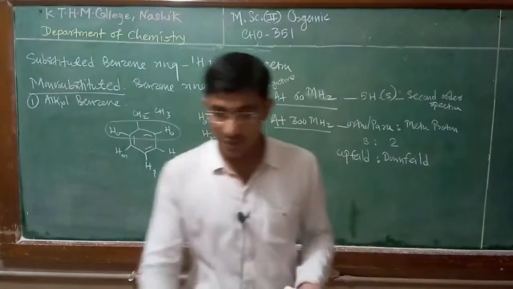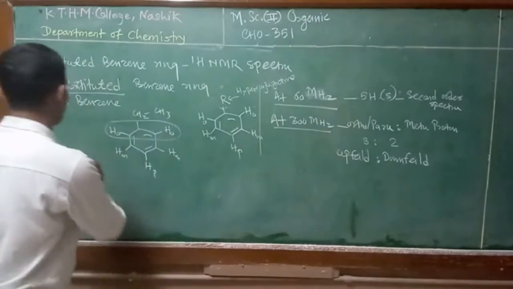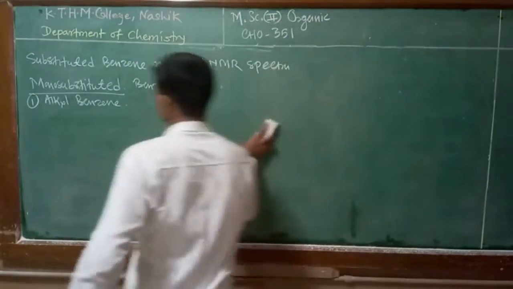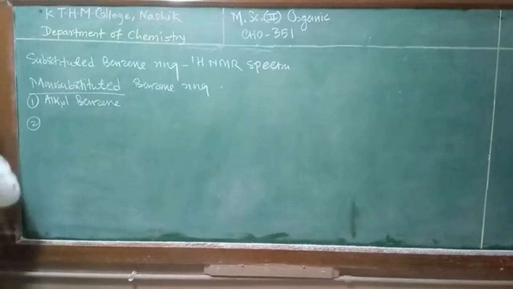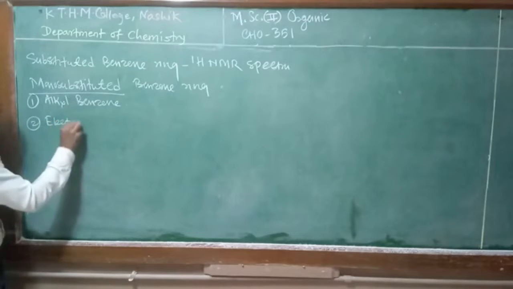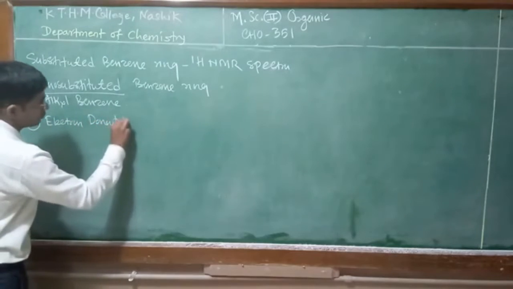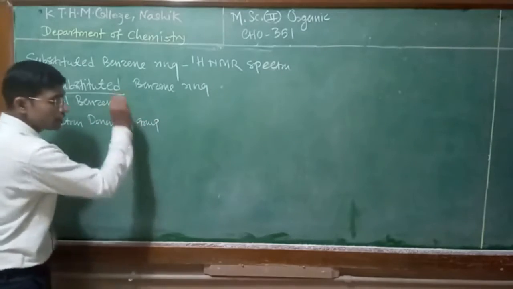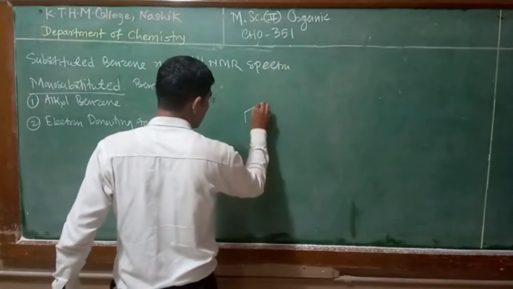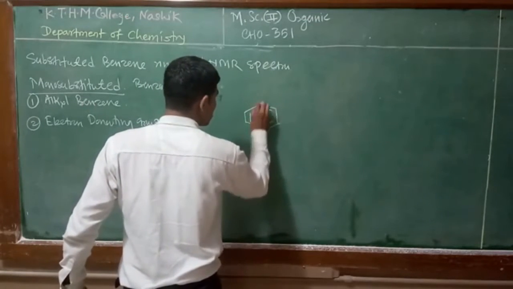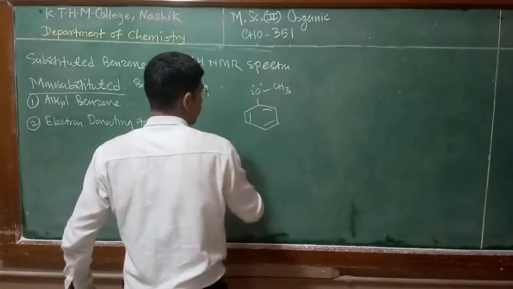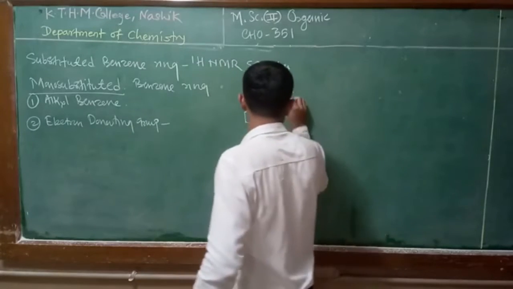So next case, if you consider here, electron donating groups. Obviously we are going to consider methoxy, a strongly electron donating group. Methoxy, for example, has a lone pair on oxygen. So obviously you know the resonance of this group.